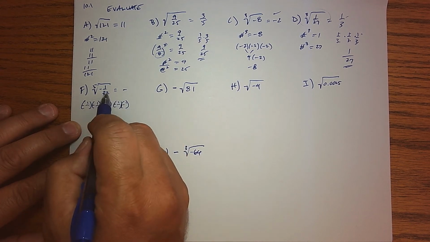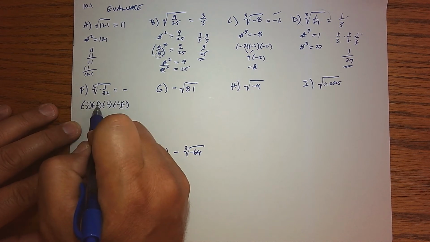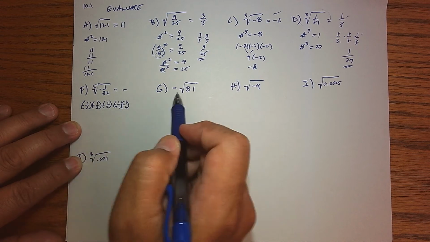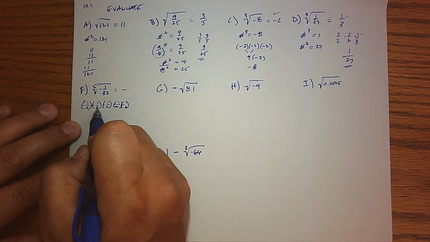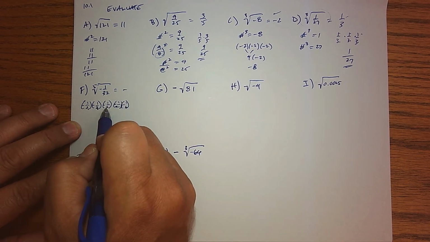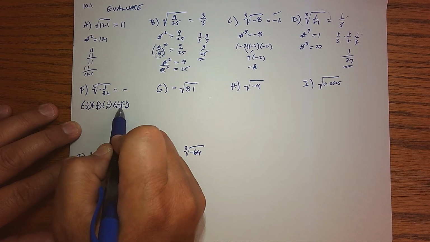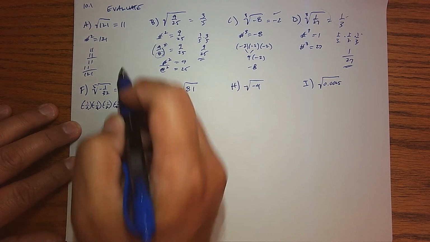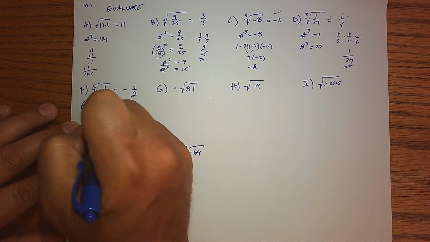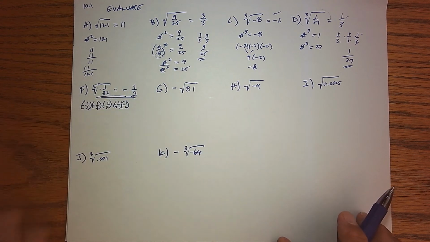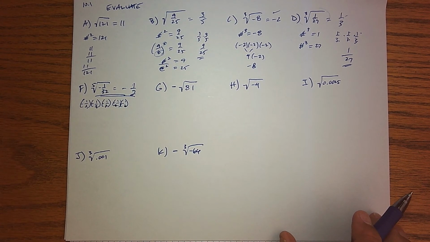All right. What number can you raise to the 5th power and get 32? Well, if you have thought about that, that's 2. Right? 2 times 2 is 4. Times another 2 is 8. Times another 2 is 16. Times another 2 is 32. So we're looking at -1/2. So that is what your 5th root of -1/32 represents.